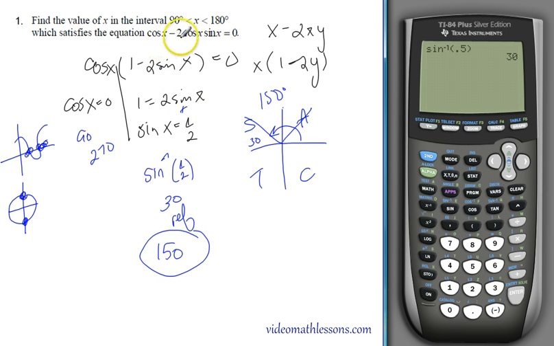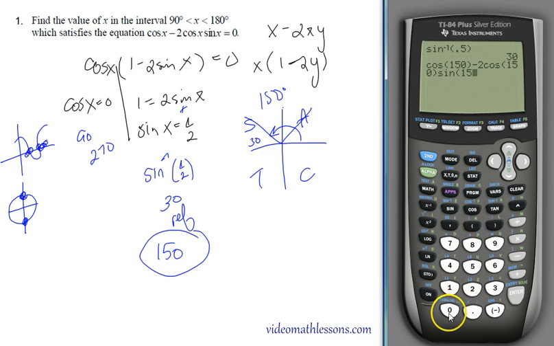We could check this. I'm a little nervous about this, so let me check this problem. I'm going to plug in x is 150. Cosine 150 minus 2 cosine 150, close parentheses, times sine 150. And hopefully this is going to equal 0. And it does. 150 is my answer. It's in the interval from 90 to 180, which is quadrant 2. And that's it.